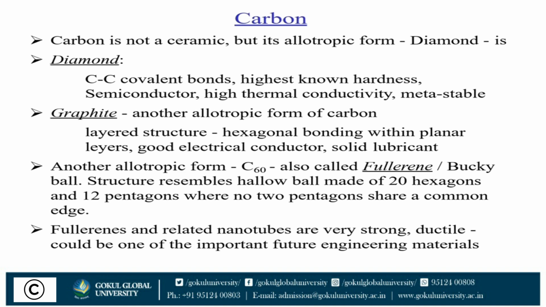Graphite is another allotropic form of carbon. It has a layered structure, with hexagonal bonding within the planar layers. The layer is a good electrical conductor and a solid lubricant. Another allotropic form is C60, also called a fullerene, or buckyball. The structure resembles a hollow ball which may have 20 hexagons and 12 pentagons, where no two pentagons share a common edge.